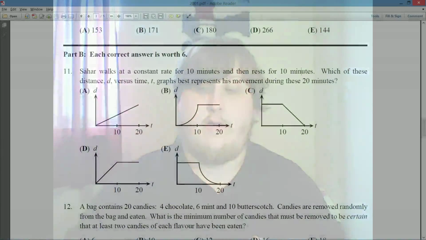So the distance should just be a horizontal line at that point because I'm not changing distance. At this instance, I've gone a kilometer. At the next instance, I've gone a kilometer. My distance isn't changing. It's staying at a kilometer. It's a constant value while I'm resting because I'm not moving. So let's take a look at our 5 graphs.